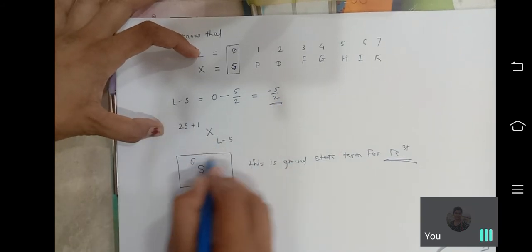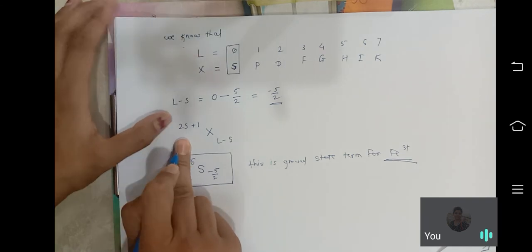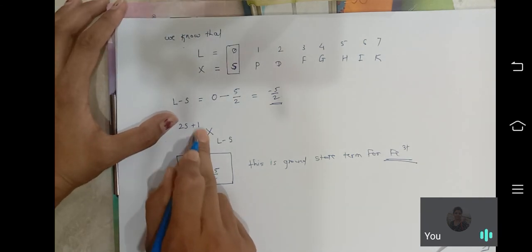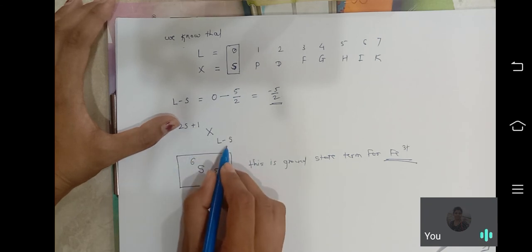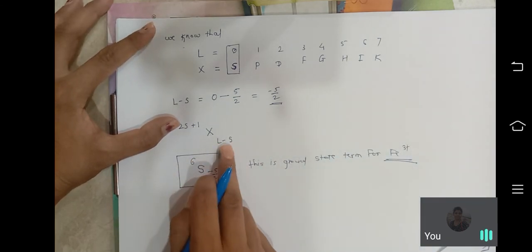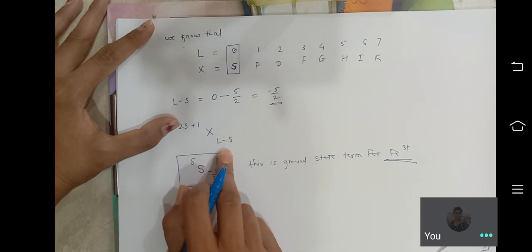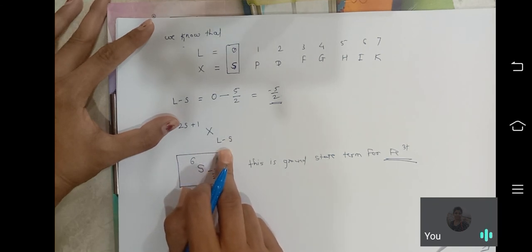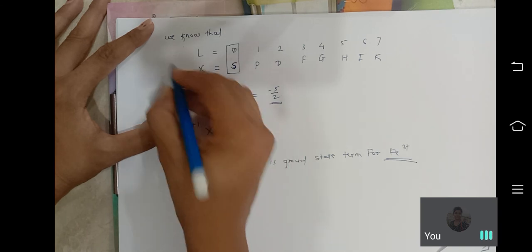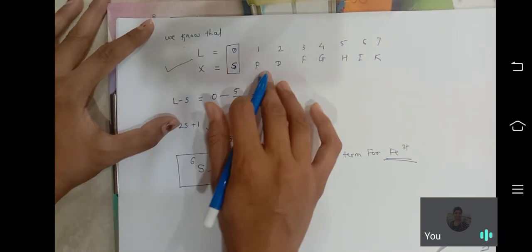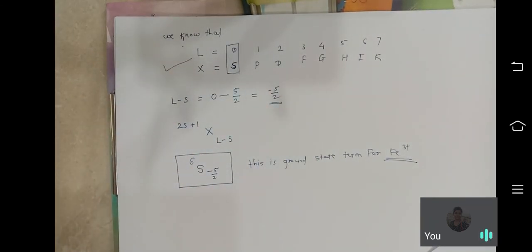You have to write the formula. What is the formula to find out the ground state term? 2S plus 1 X L minus S. You just put in the values of 2S plus 1 X L minus S. We take L minus S when the orbital is less than half filled; when the orbital is more than half filled, at that time you have to write L plus S. First, it is important that you know this term, then the D series, then we calculate the ground state term for different ions.